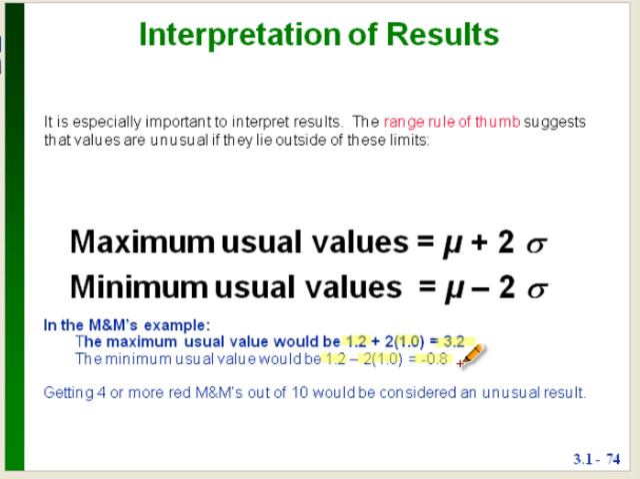Since in that setup, the minimum value that we could get anyway would be a 0, we couldn't go below that anyway. So in this case, if we got 4 or more red M&Ms out of the 10, that would be considered an unusual result, because the 4 would be larger than our maximum value right here.